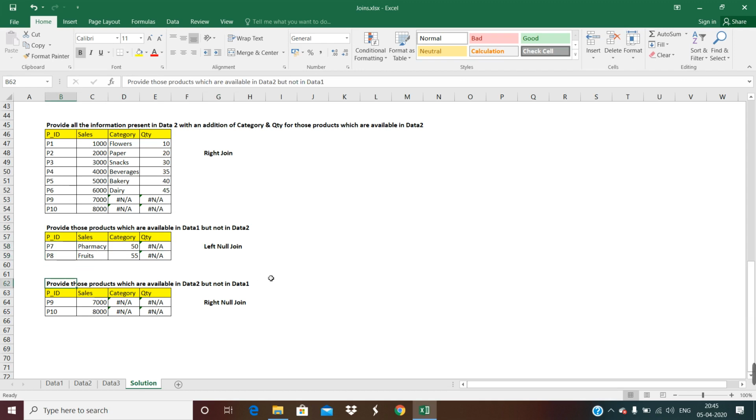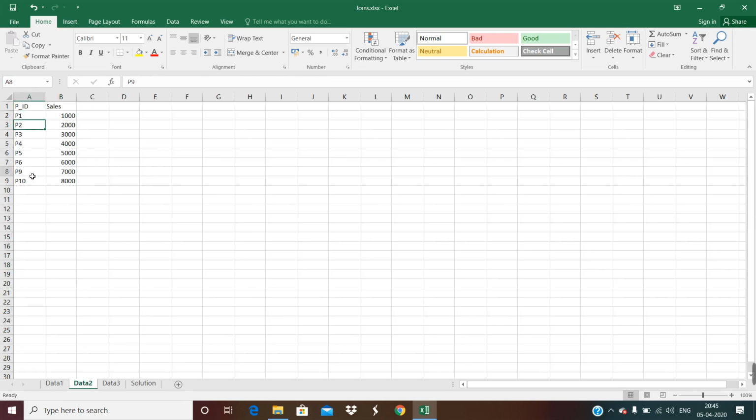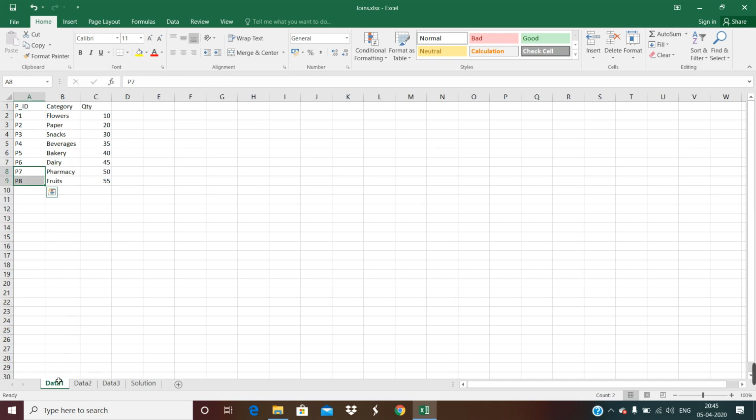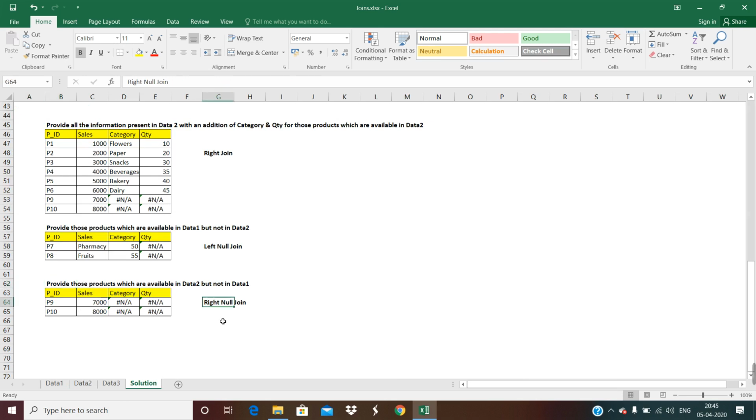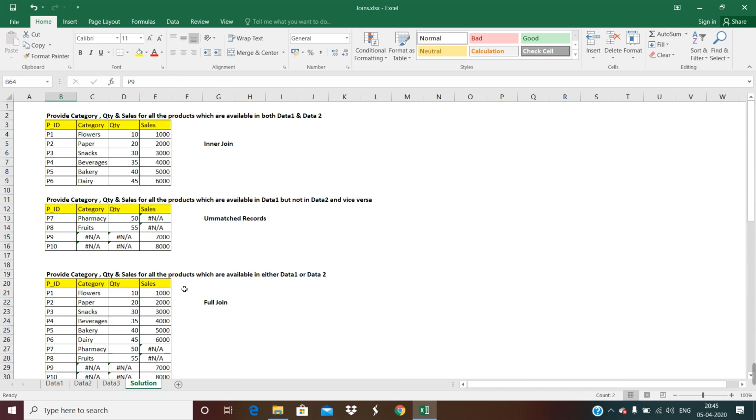And if we want to provide those products which are available in data 2 but not in data 1. So in data 2 we have P9 and P10 which are actually not available in data 1. Since we want these products from my right data set which are actually not available in the left data set, we call it a right null join, which is this. So these are the joins that are there.